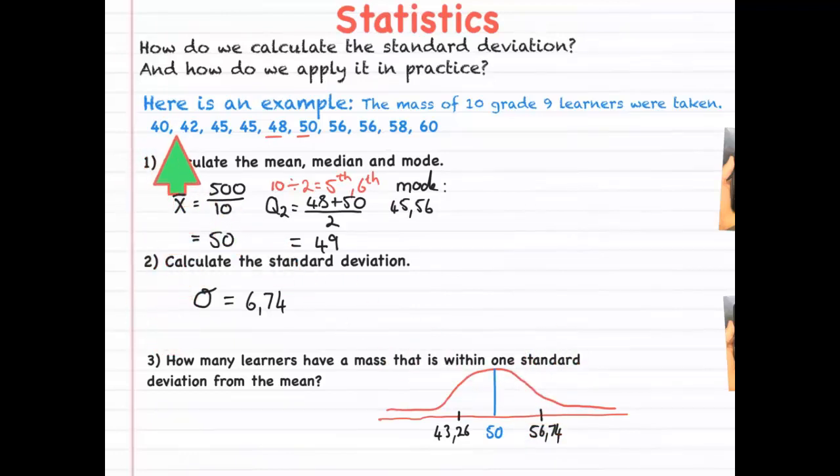40 is lower, 42 is lower than 43, so no, they don't fall in that range. 45 is bigger than 43, and it's smaller than 56. So 45, that's 1, 2, 48 falls in that range, that's 3, 50 is 4, and we have 5, 6, and that is all there is to it. Because 58 is outside this range, we basically have 1, 2, 3, 4, 5, 6 learners that fall within 1 standard deviation of the mean.